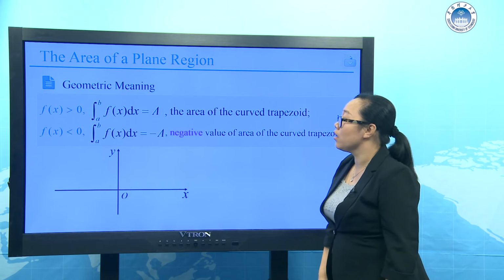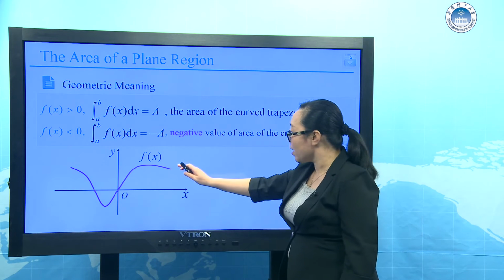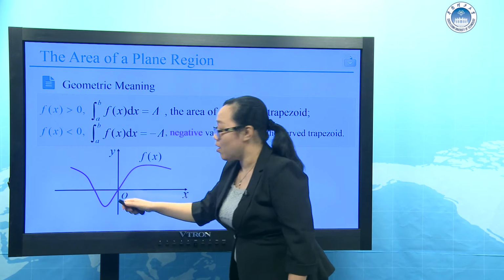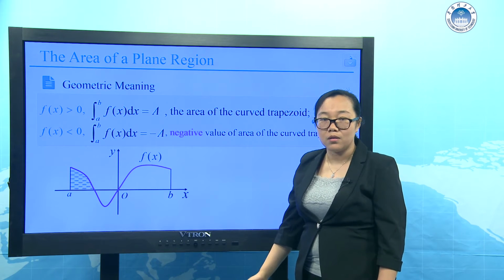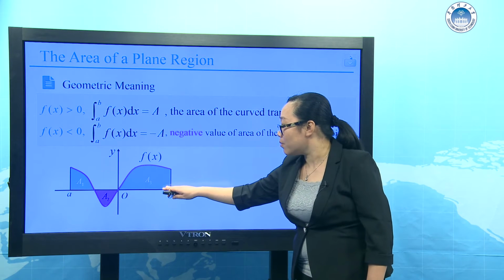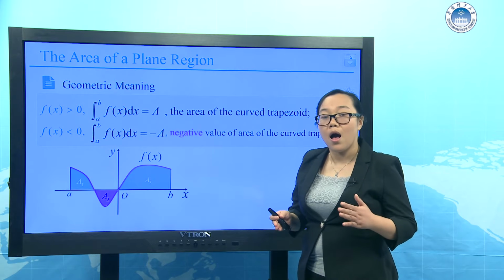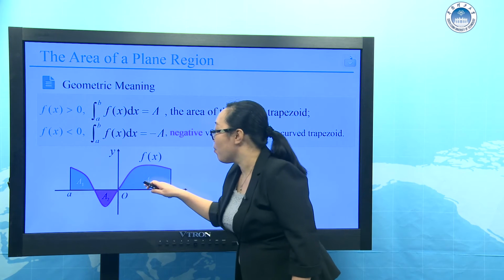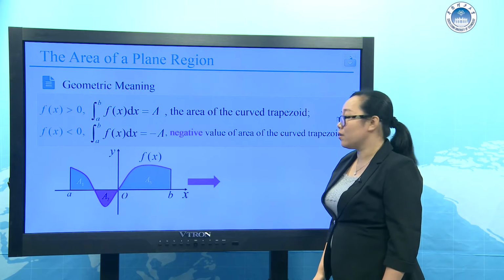Now look at a concrete figure. If f(x) is sometimes a positive number and sometimes a negative number, we can get three areas. The first part is A1, the second part is A2, the third part is A3. A1, A2, A3 are areas, so the corresponding values must be positive. How to compute the corresponding definite integral?